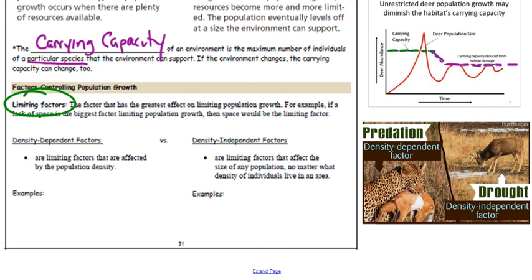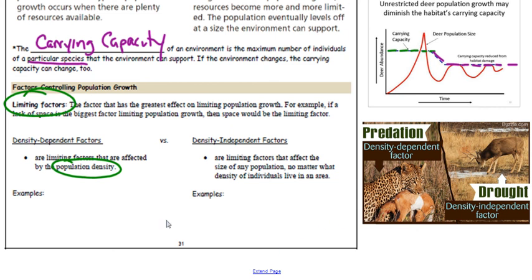What affects population size? A lack of space, climate, disease, predation, drought. A whole lot of things can affect population size. But we can group these into density dependent and density independent factors. Density dependent factors are affected by how many are in that area. Density independent factors do not care how many are in the population whatsoever. They affect any population size equally.